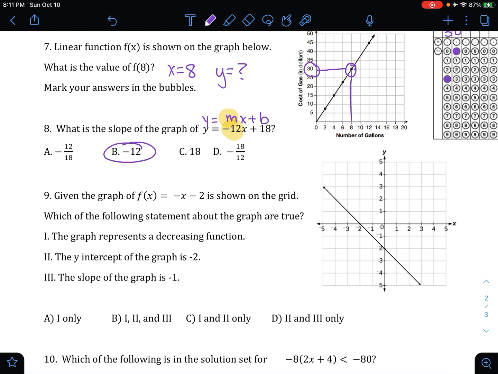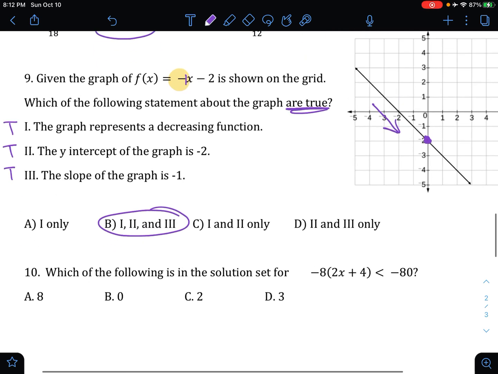Given the graph of f of x equals negative x minus 2 shown on the grid, which of the following statements about the graph are true? The graph represents a decreasing linear function. Well, decreasing goes down from left to right, so that is true. The y-intercept of the graph is negative 2, so that is true. The slope of the graph is negative 1. Well, if we look at the equation, the number in front of x is negative 1, so that is true. So it would be answer choice B because all three statements are true.